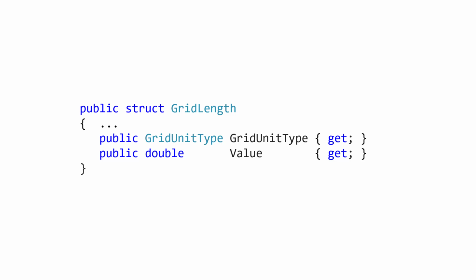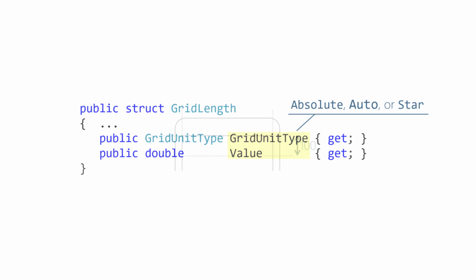The grid length class is used to define a row height or column width and has two properties. Let's first look at grid unit type. This is how you specify whether you want fixed size, automatically adjusting size, or proportional size. The value is a number used with fixed and proportional sizing. Let's look at some examples.